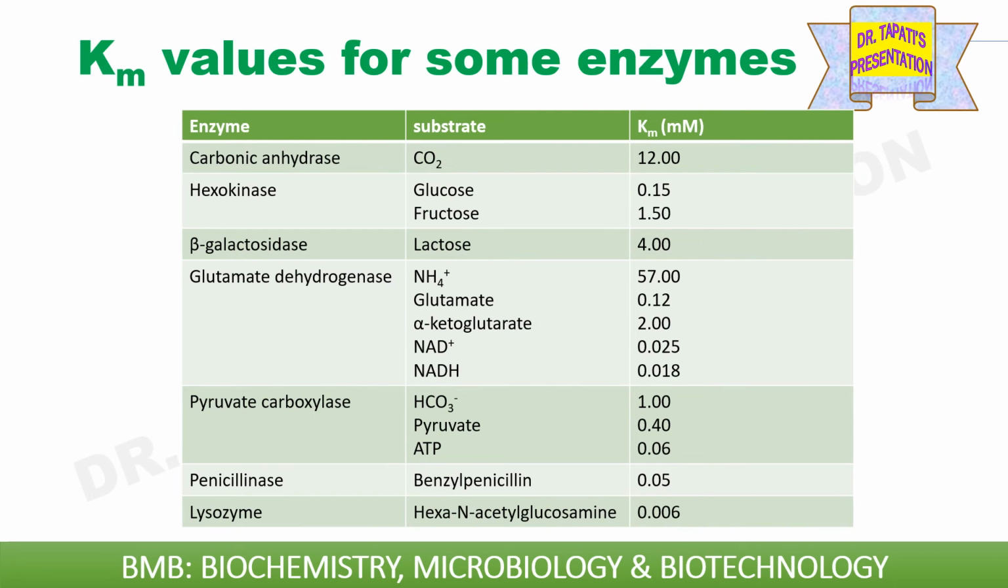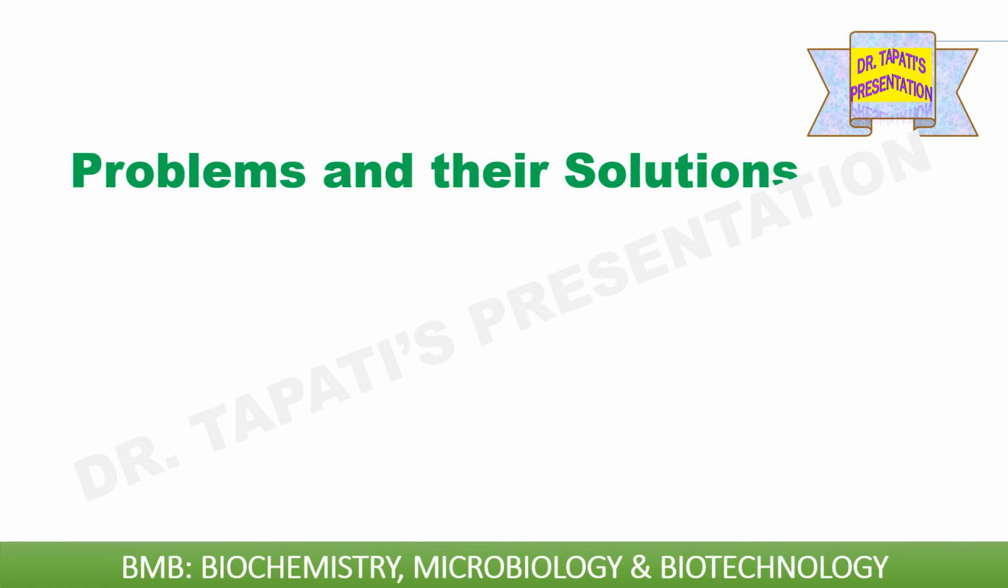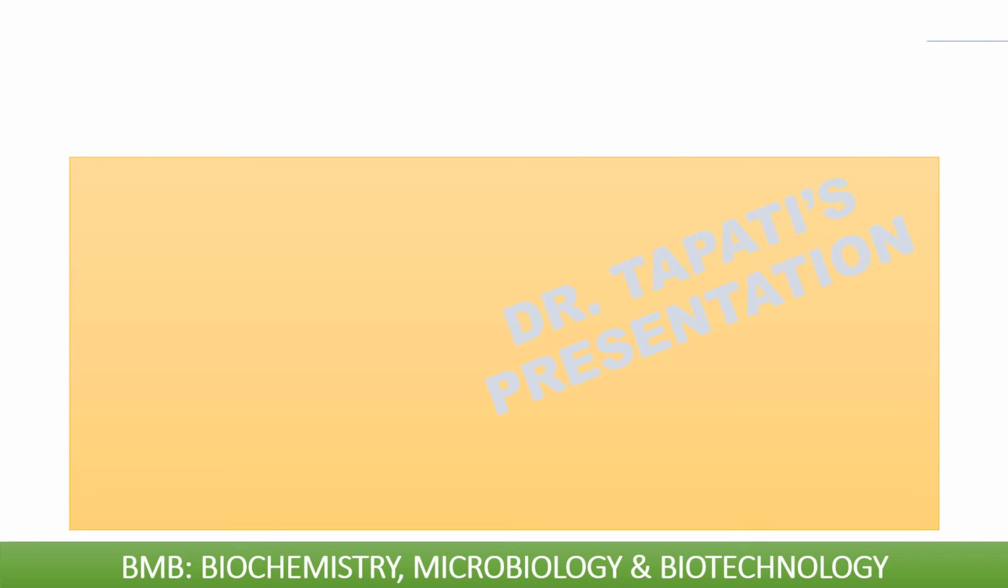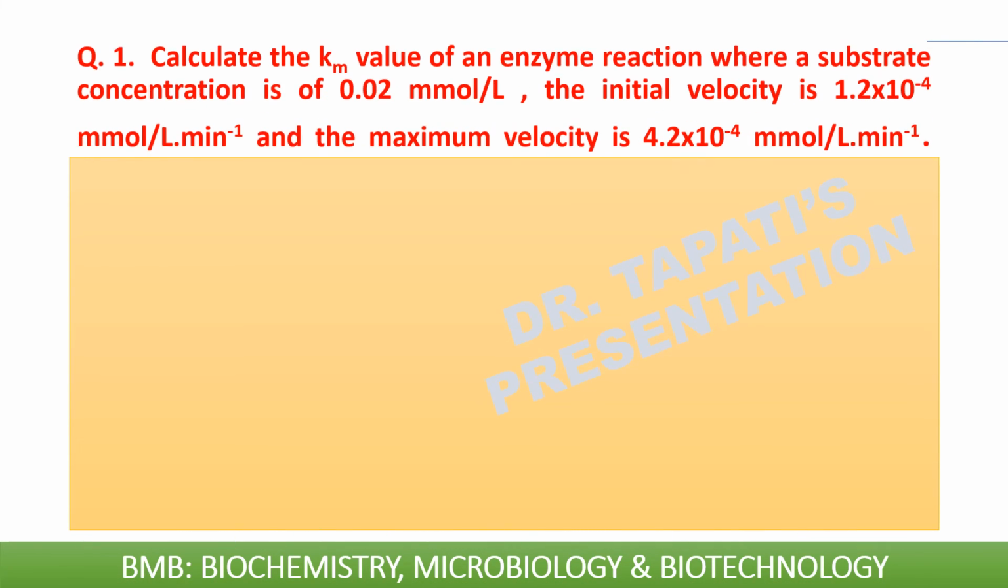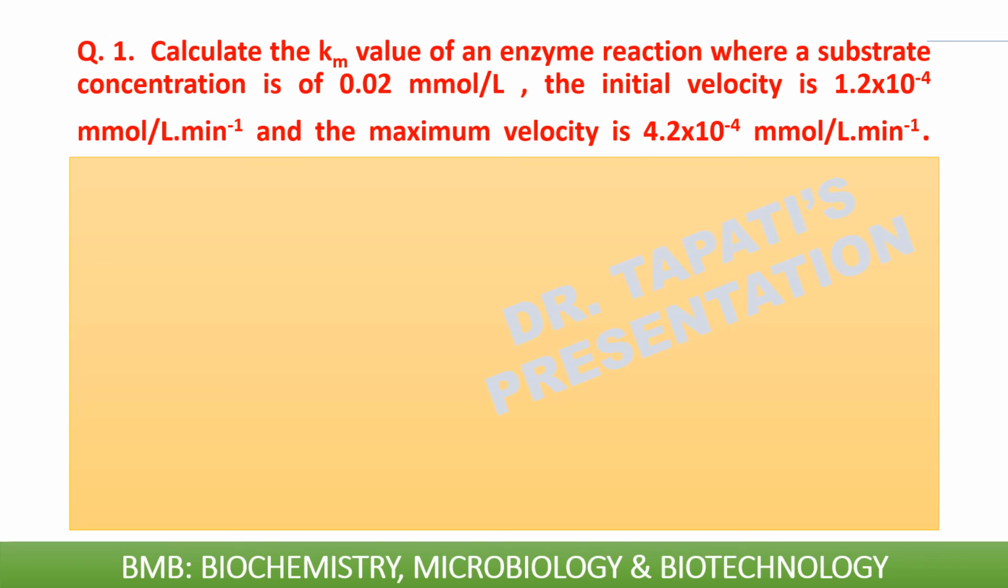This table is showing different Km values for different enzymes and their different substrates. Let's solve a few mathematical problems. Question number 1. Calculate the Km value of an enzyme reaction where the substrate concentration is 0.02 millimole per liter and the initial velocity is 1.2 × 10^-4 millimole per liter per minute, and maximum velocity is 4.2 × 10^-4 millimole per liter per minute.